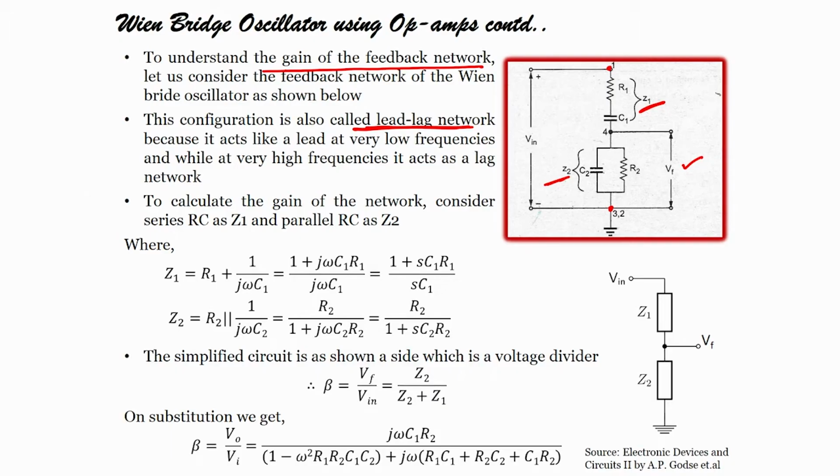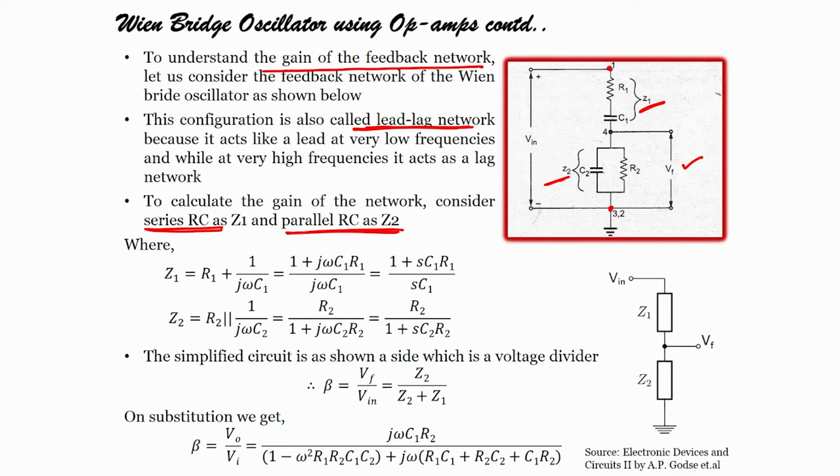Now, let us consider the gain of the network. So, what is the gain of the network? For understanding the gain of the network, we have to understand that the series RC acts as Z1 and the parallel RC acts as Z2. Series RC would act as Z1 and parallel RC would act as Z2.